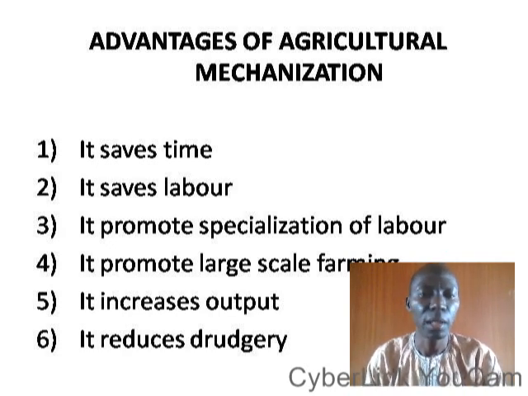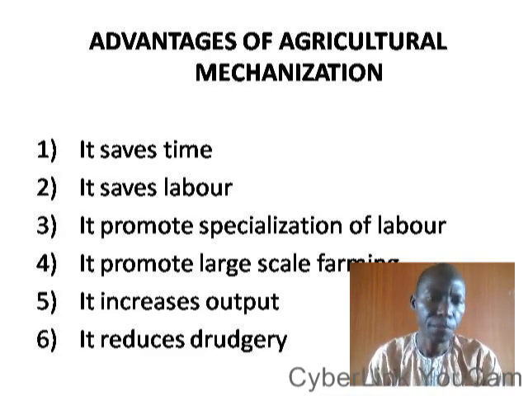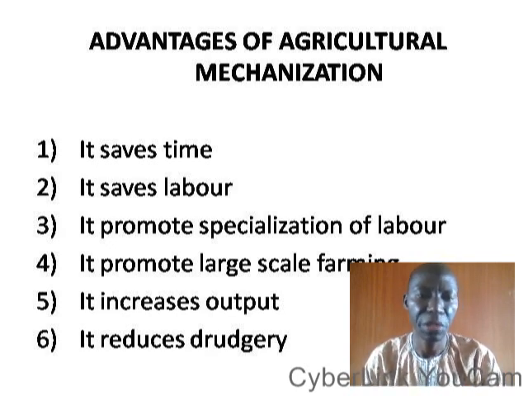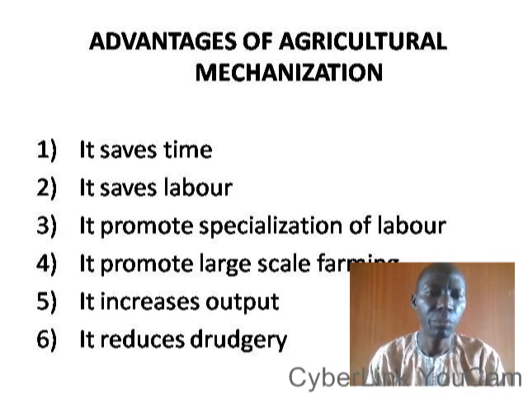That is, a farm operation on 5 hectares or 10 hectares of land that would be worked upon by 10 farm laborers. If you employ farm machines to carry out such an operation, it will be better than using many farm laborers that will cost you a lot of money.